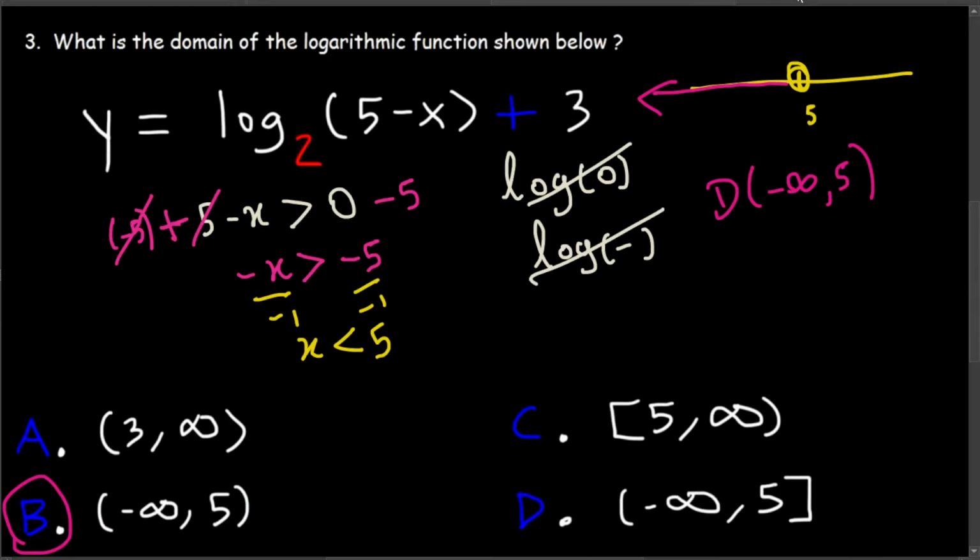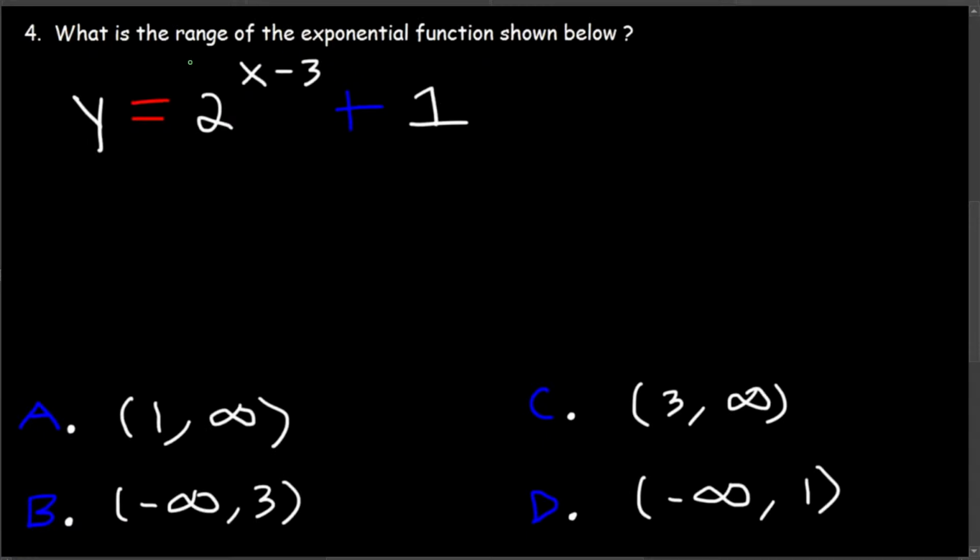Now let's look at the next one. Here, what is the range of the exponential function shown below? For this one, we have to actually draw the graph. So how do we draw the graph? Whenever you have an exponential equation given, you look at the exponent associated with x, here x minus 3. We always equate this to 0 and 1 for an exponential function to find the graph. So x minus 3 is equal to 0, and x minus 3 is equal to 1.